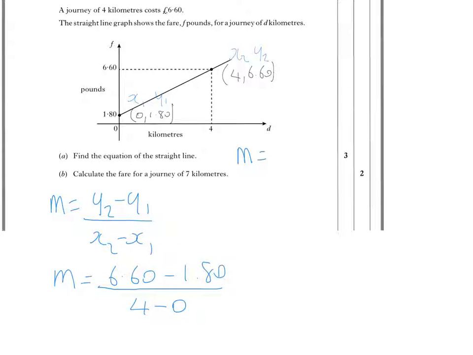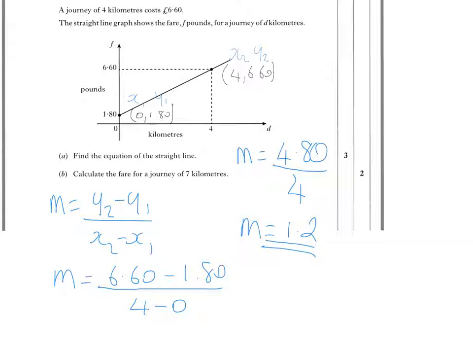6.60 take away 1.80, so just take your time with that, and that's going to be 4.80 over 4. Again, take your time. You can go to the side and do a division with that one. That's 1.2. The gradient of the line is 1.2.